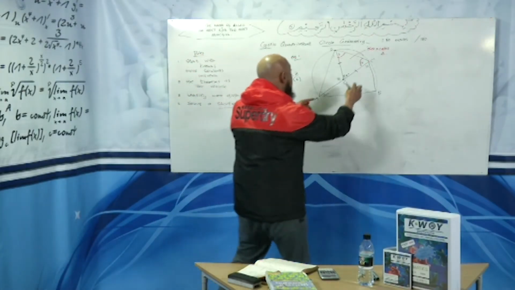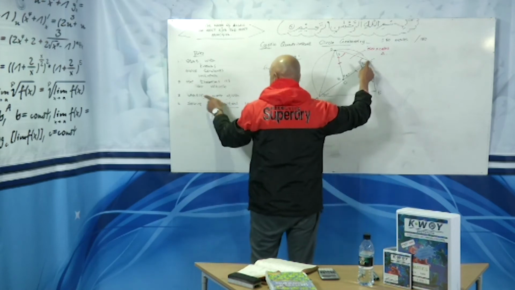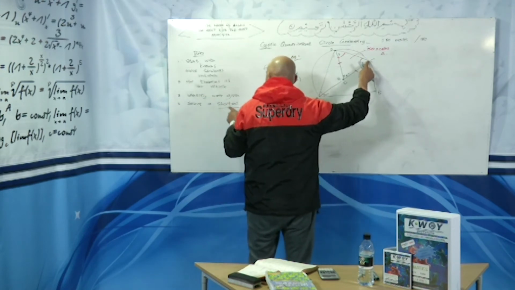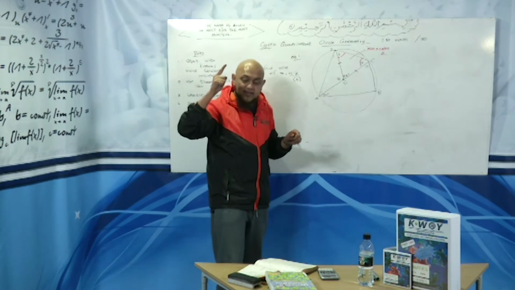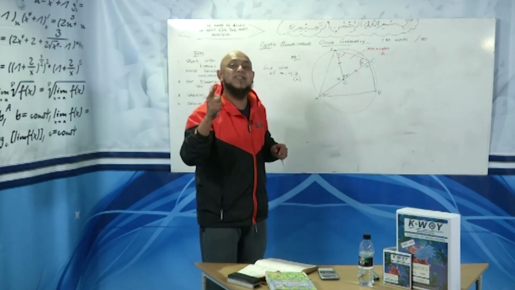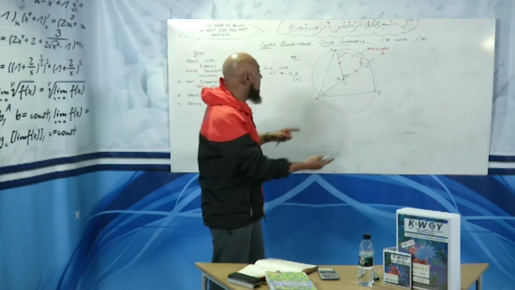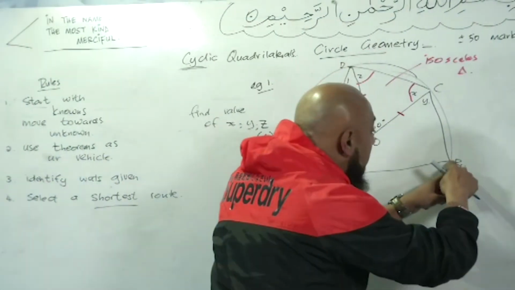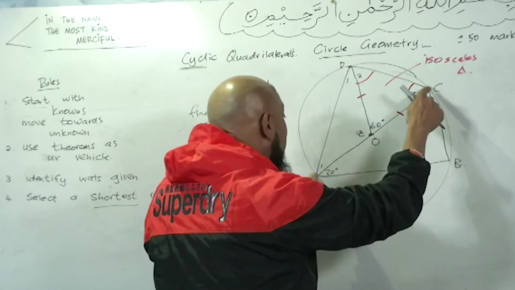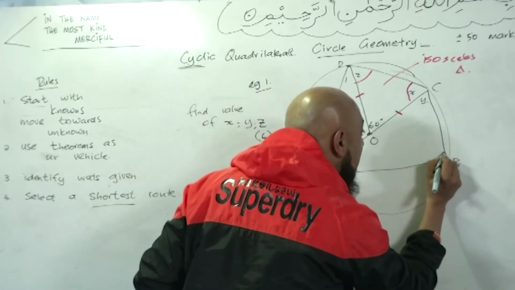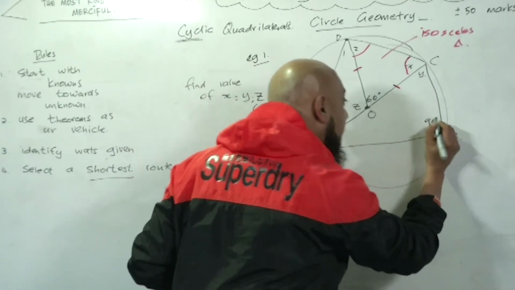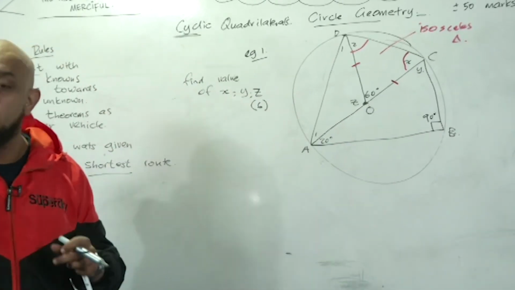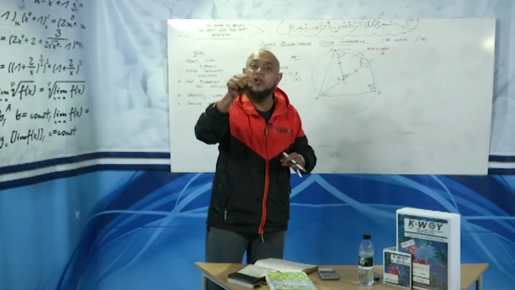So let's get started. Let's start with the diameter. Identify what's given and let's select the shortest route. And what did I say? The minute you see a diameter, start including your 90 degrees. So if this is my diameter, we know that according to our theorem, a diameter subtends a 90-degree angle at the circumference. So that must be 90. Although it's not given in the shape, you've got to include it.